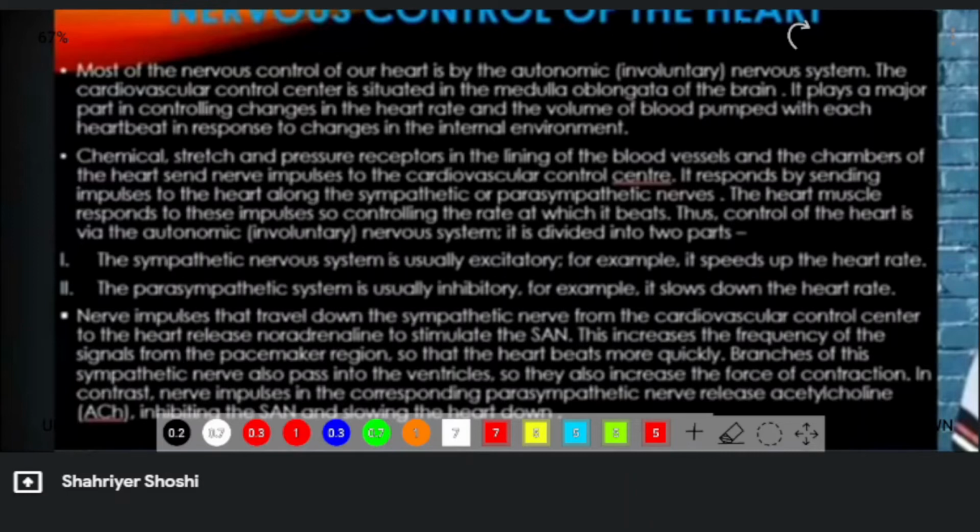So, as the SAN has sensed the noradrenaline, the pacemaker of the heart, that is the sinoatrial node, will have a greater amount of signal reaching it. So, a greater signal means more number of beats per minute.